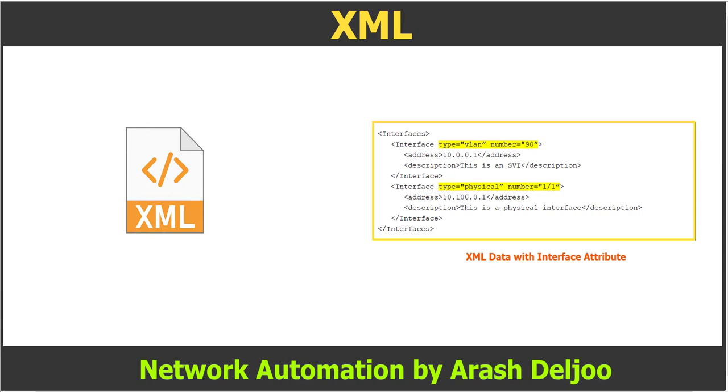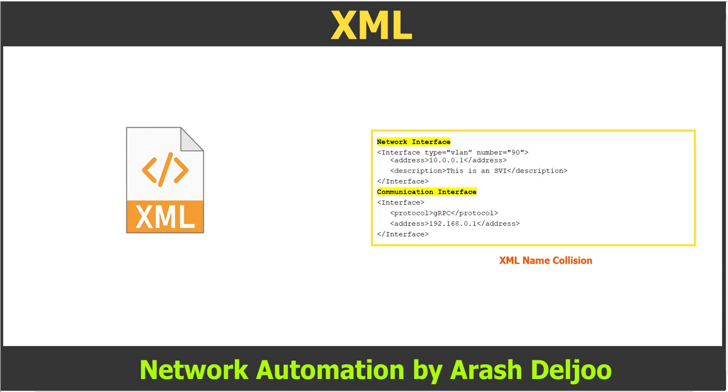Also, XML tags can have attributes that indicate properties. As you can see in this example, an interface can have multiple types. The first interface in this example is of type VLAN and has the number 90, and the second interface is a physical interface, numbered 1/1. As you can see here, attributes must always be quoted.